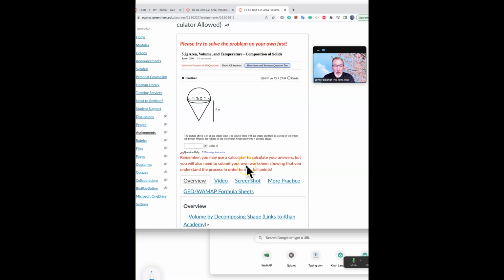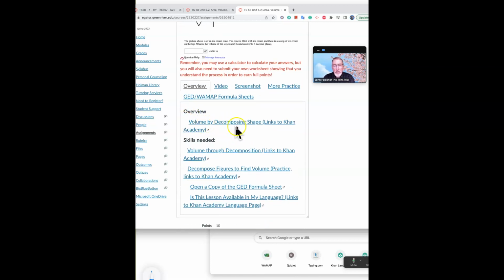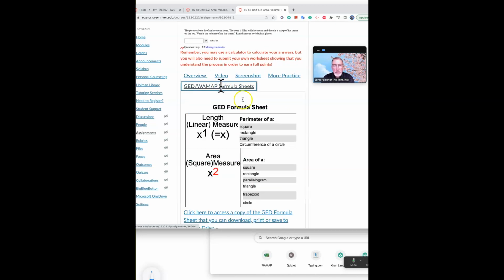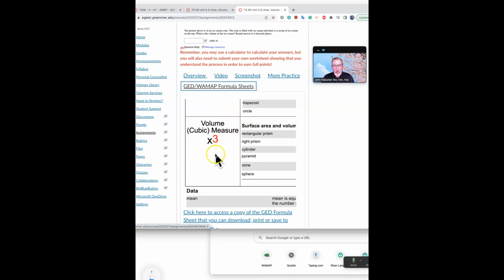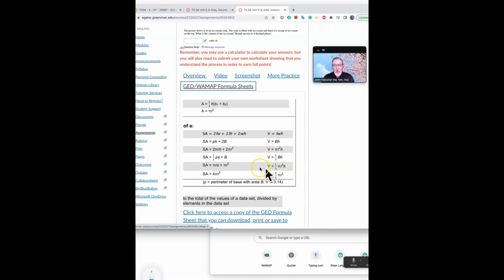For this exercise, you can go to Khan and learn about decomposing shapes, and you can do some exercises there. There are some practice units, and you can also use the GED and WAMAP formula sheets. So here's the GED sheet. We are looking at three-dimensional volume, and we are looking at cones and spheres. So not surface area, but volume. And these are the formulas that we're going to need.